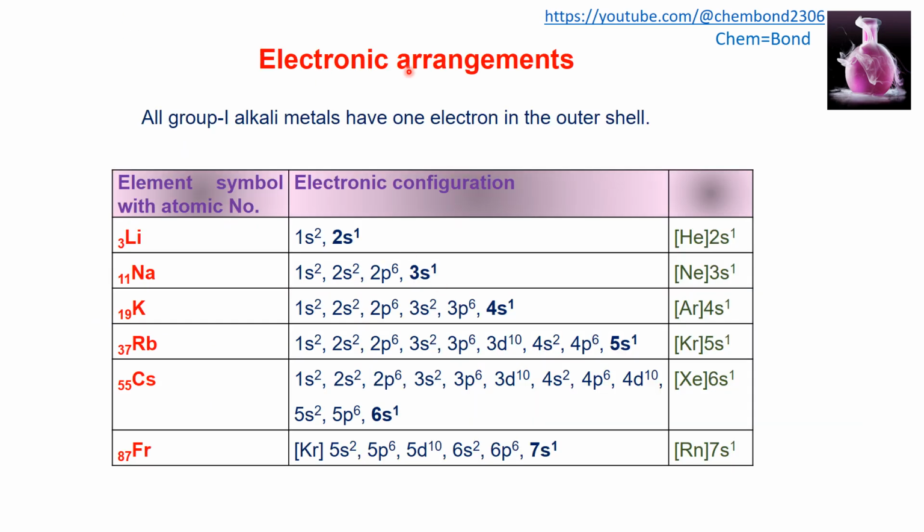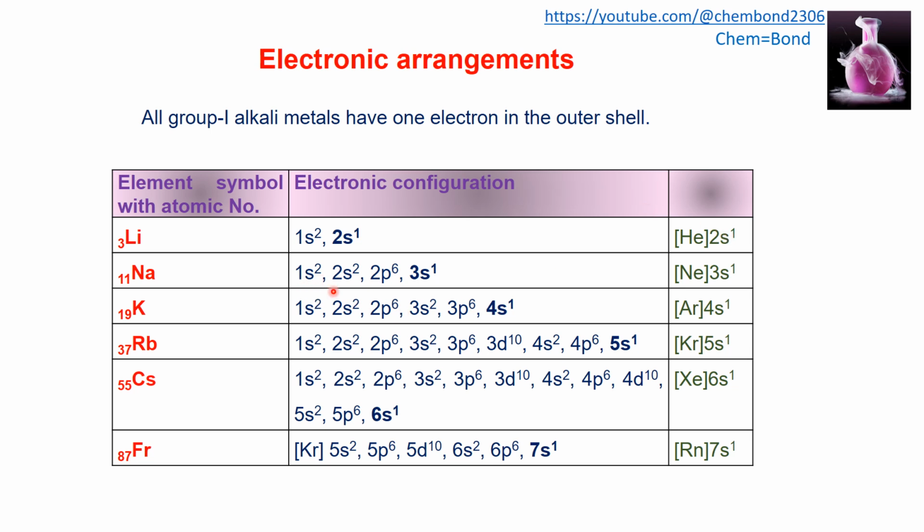Electronic configuration of group 1A. If we look at the electronic configuration of this group, each will have s1, one electron in the s orbital. So lithium will have 2s1, 3s1 for sodium and so on. Here is the combined form of the electronic configuration. 1s2 is the electronic configuration of helium. So 1s2 will be replaced by helium and 2s1 will be written as such.